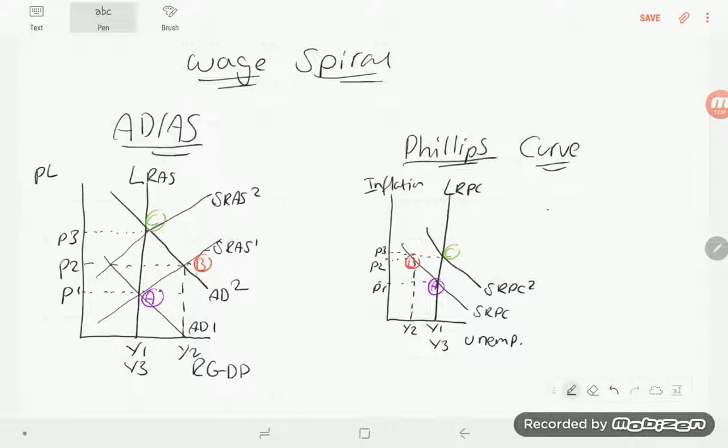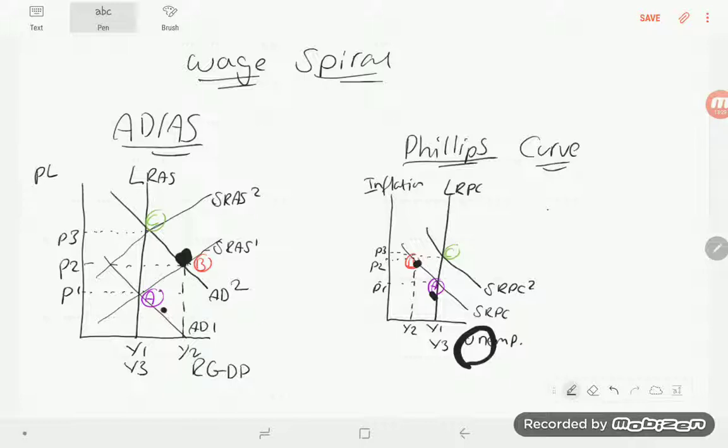If AD shifts to the right, A to B, there's going to be a higher price level here. So just to reiterate, A is where we started. We've got more GDP, Y1 to Y2. That means employment has increased and unemployment has fallen, as shown on here. Remembering that's unemployment. So we get to here. So A to B.